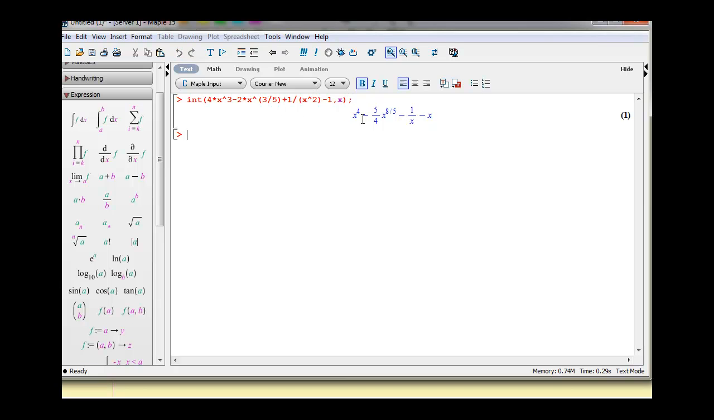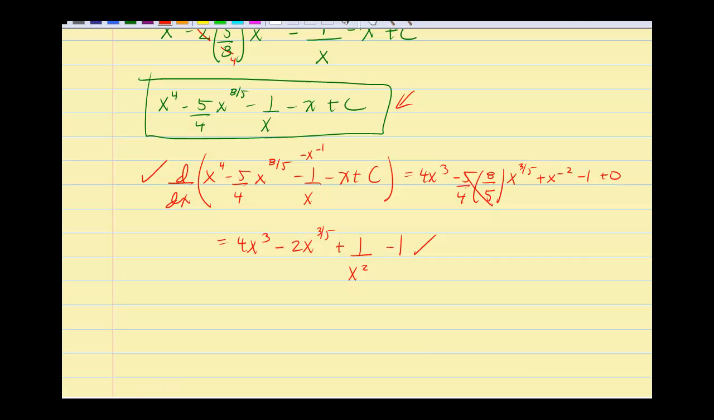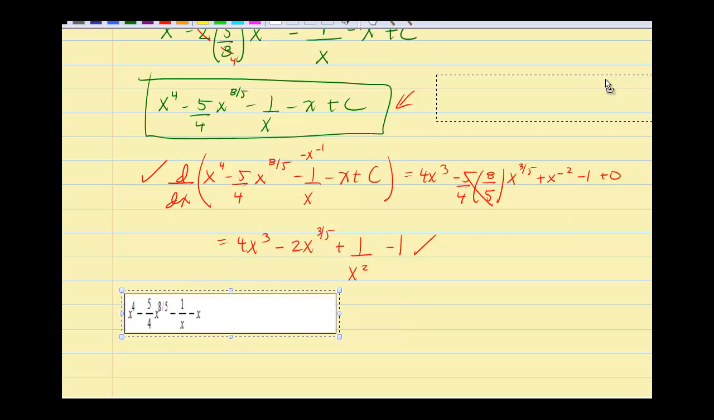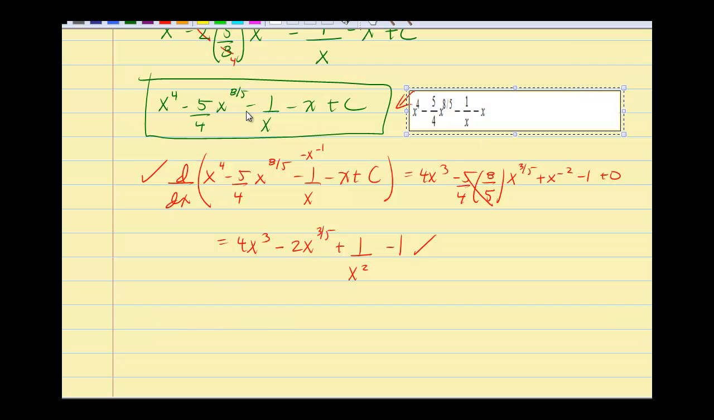Okay, so there's my integral, x to the 4th minus 5/4 x to the 8/5 minus 1 over x minus x. So let's go ahead and bring that into Journal and see if that compares with what we had. It does not put the constant of integration on for us, but you can see x to the fourth minus 5/4 x to the fifth minus 1 over x minus x. So we need to remember the constant of integration. Maple will not do that for us.